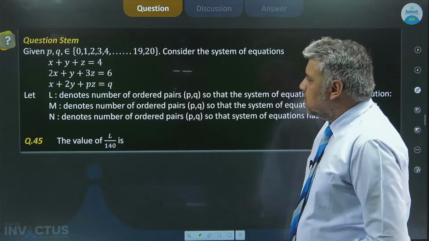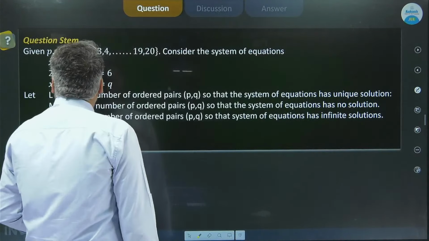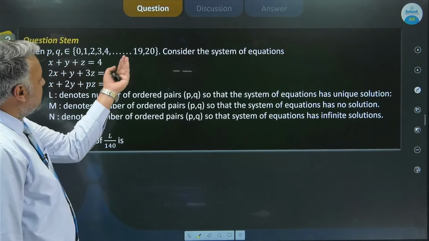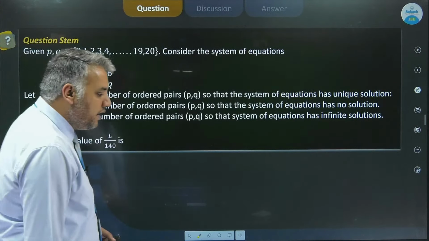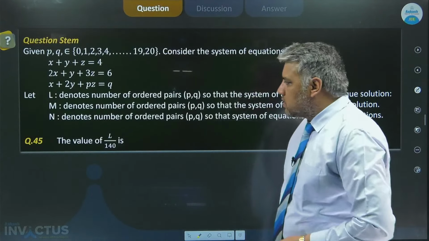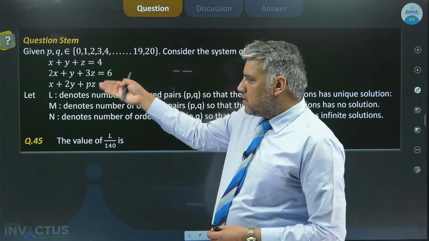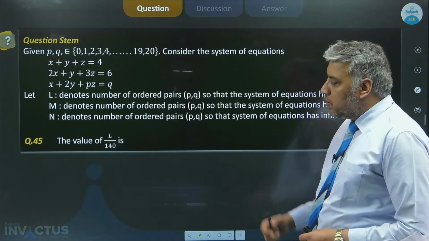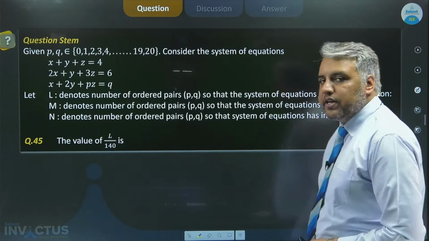All are correct options. Okay, let's move to the question stem. In the first stem, P and Q belong to the set 0, 1, 2, 3 up to 20, and there are 3 linear equations given in X, Y and Z. Now L denotes the number of ordered pairs of P and Q, which are involved in the last equation you can see here, so that this system of equations has a unique solution.